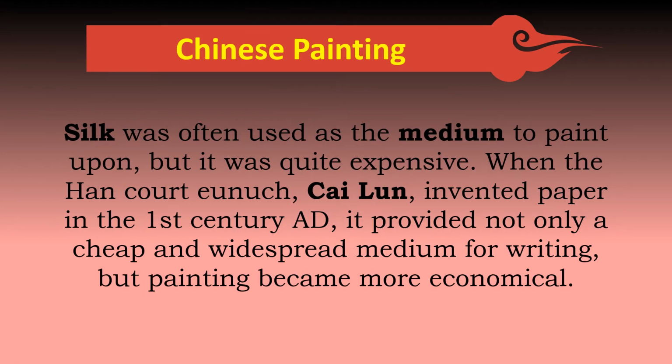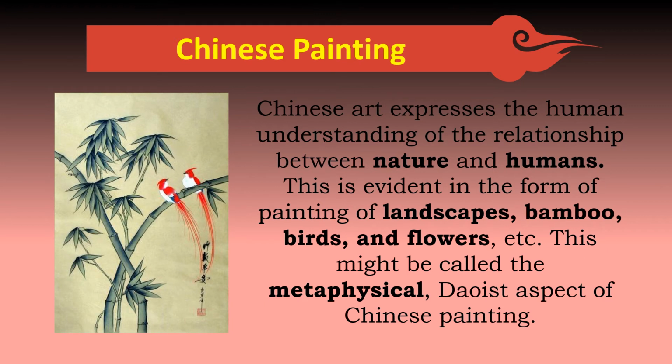Silk was often used as the medium to paint upon, but it was quite expensive. When the Han court eunuch Cai Lun invented paper in the 1st century AD, it provided not only a cheap and widespread medium for writing, but painting became more economical. Chinese art expresses the human understanding of the relationship between nature and humans. This is evident in the form of painting of landscapes, bamboo, birds, and flowers, etc. This might be called the metaphysical, Daoist aspect of Chinese painting.